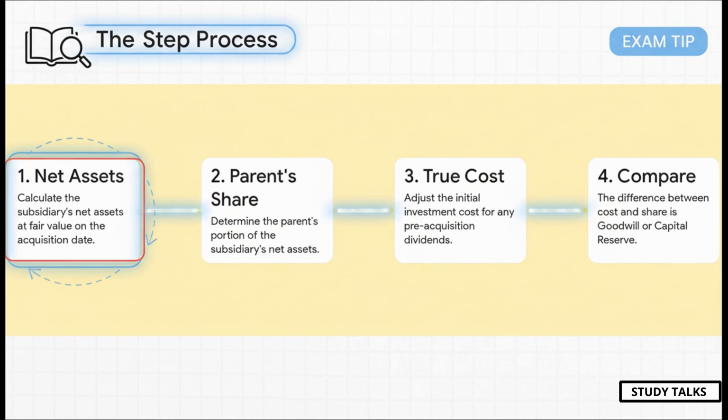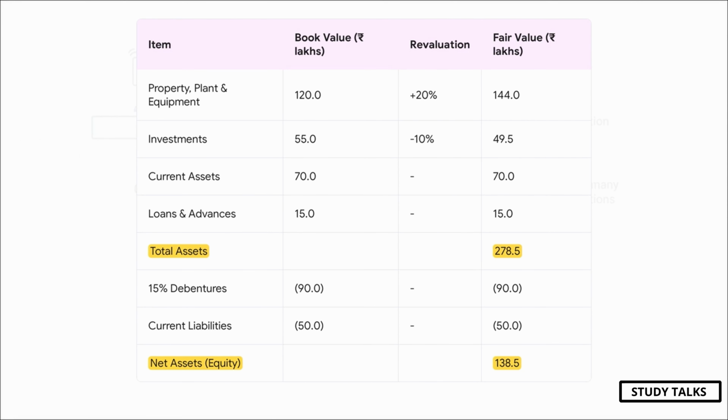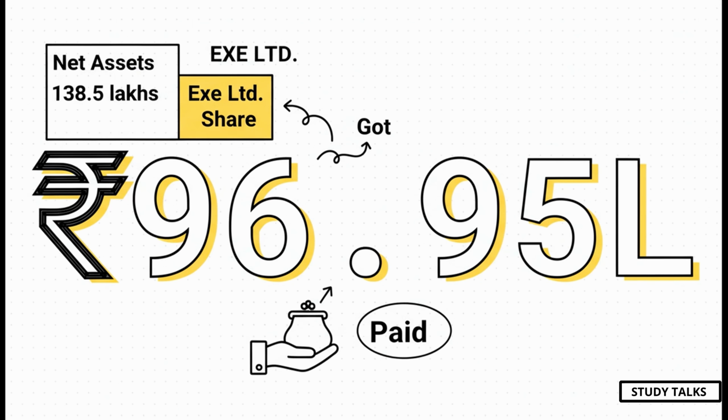Step 1, let's go. Okay, step 1 is all about calculating the net assets of the subsidiary. And here's the first place people go wrong. See that revaluation column? You can't just use the book value. That's a classic mistake. You have to use the fair value on the date you bought the company. So we adjust the PPE up, the investments down, subtract the liabilities, and bam, we get the real net assets, 138.5 lakhs.